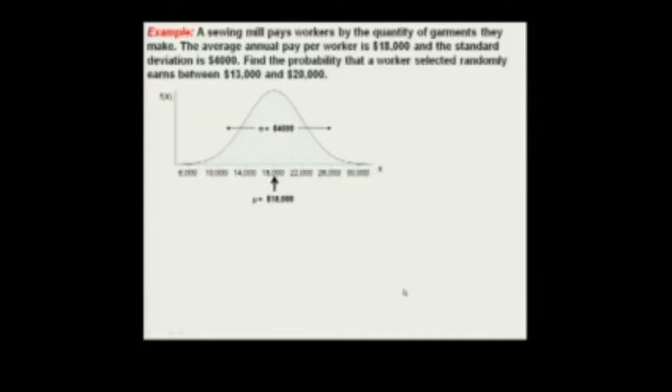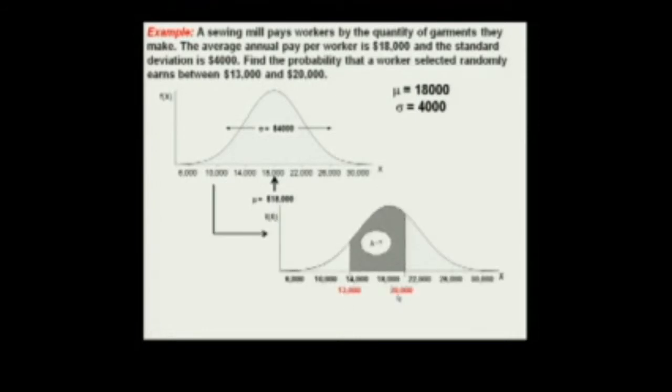Here is another example. A sawmill pays workers by the quantity of garments they make. The average annual pay per worker is 18,000 and the standard deviation is 4,000. So that leads us directly to sketching the normal distribution with a mean value of 18,000 and the standard deviation of 4,000. Now the question is, if we draw a worker randomly, find the probability that the worker selected randomly earns between 13,000 and 20,000. Now these are two x values that we have to identify on the normal curve. So here they are, 13,000 and 20,000.